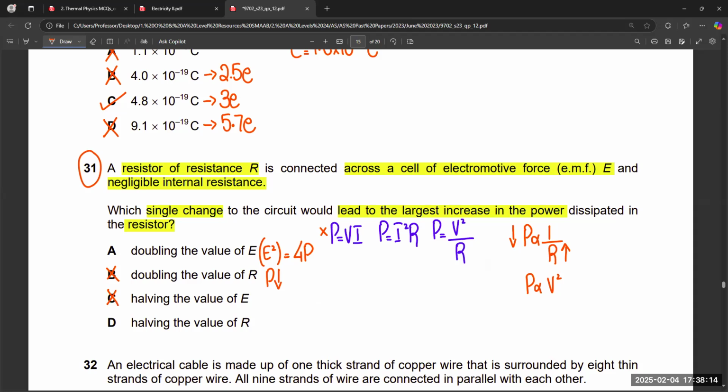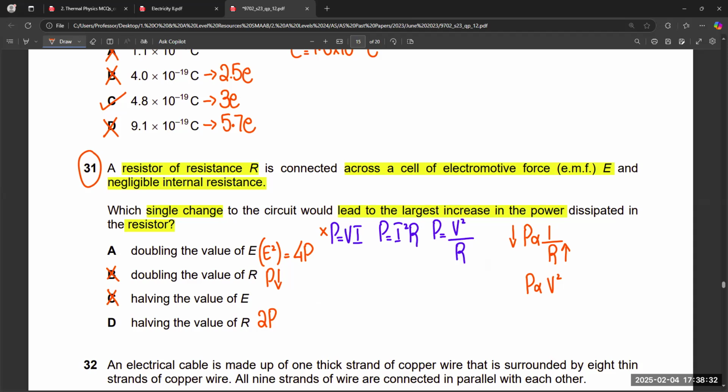And option D, half the value of R. So half the value of R means 1 divided by 0.5. It is equal to 2. So power will be 2 times.